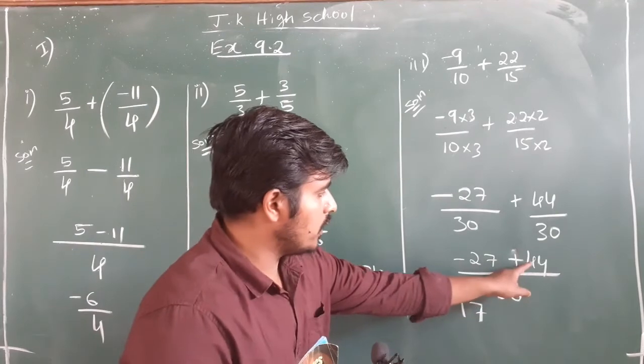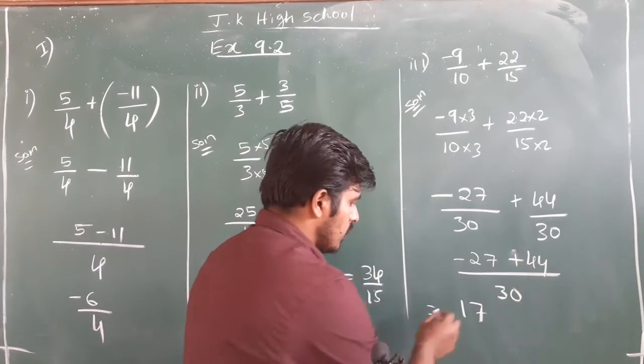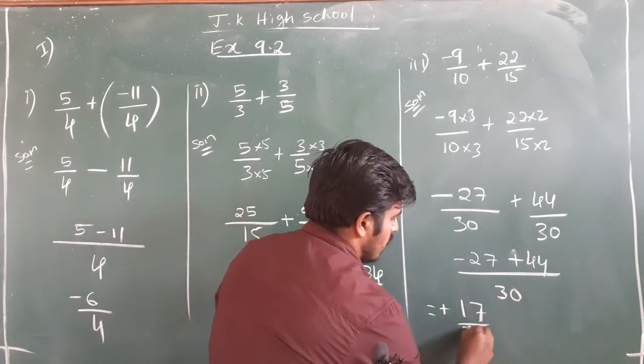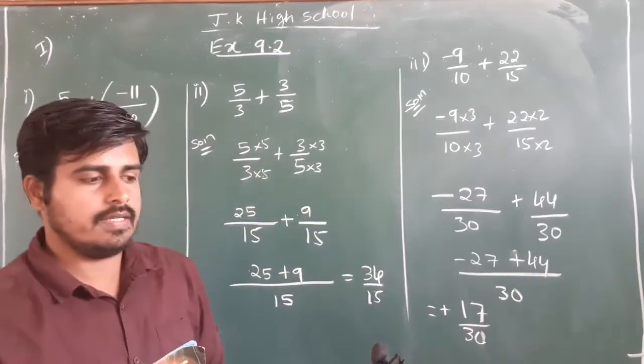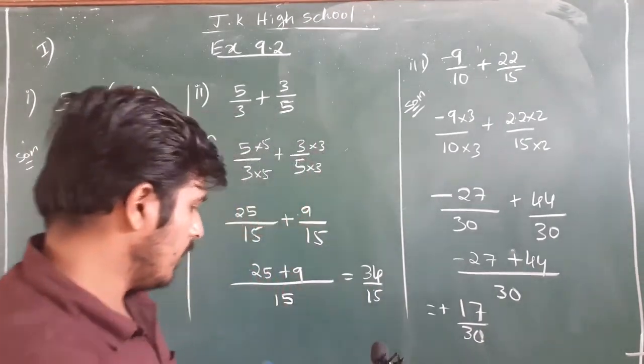And the greater number's sign. Which one is greater among these two? 44, its sign is plus. So plus will come, and the denominator 30. 17 by 30 is our answer. Okay.